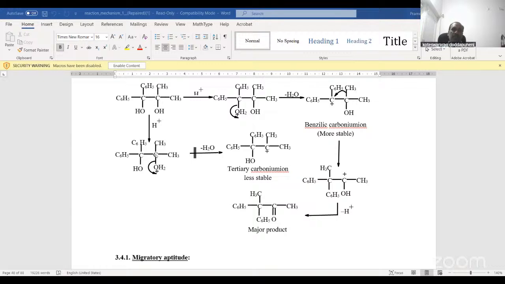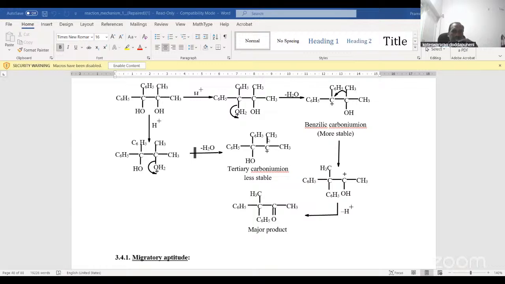But when you understand that, if you believe the tertiary carbocation is not generated because, after rearrangement, the carbon bearing the plus charge is attached to the OH group, it is more stable than the benzyl carbocation. Okay, the benzyl carbocation is the more stable one, and that leads to the migration of the methyl group. That migrated methyl group becomes this major product.